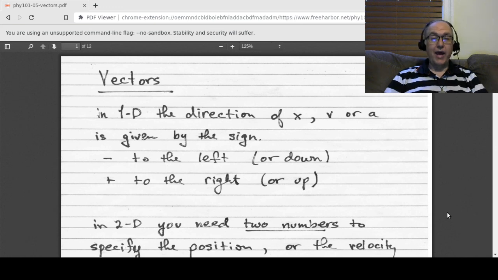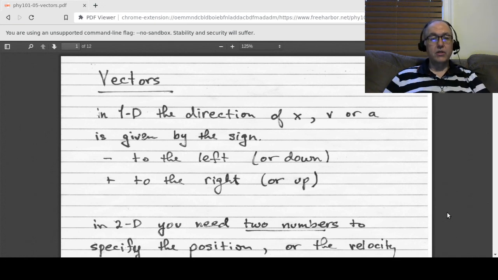But before we do, I have to introduce a new mathematical structure known as a vector, because in 2D kinematics, all the kinematic quantities, such as position, velocity, and acceleration, turn out to be vectors, okay? And so before we can jump into 2D, we have to understand the mathematics of vectors.